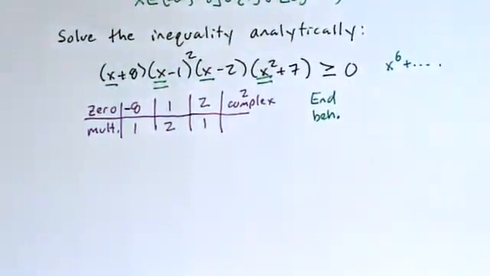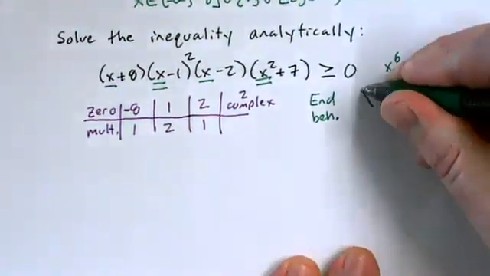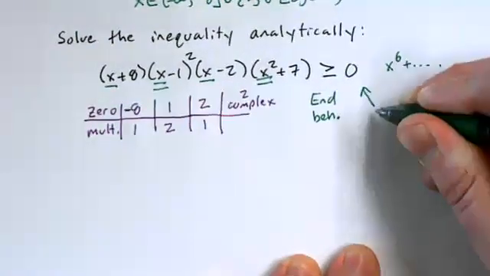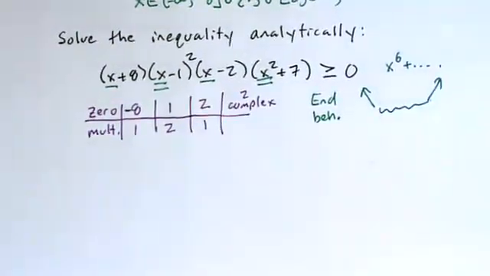And based off of that x to the sixth, what kind of end behavior are we going to have? Like this, right? So I'm going to make a little sketch of that. It's up on the left, it's up on the right, it does some other stuff in between. Doesn't really matter. End behavior is up on the left and up on the right. Can anybody see where I'm going with this? How would zeros along with multiplicity and end behavior allow us to make a really quick sign chart? Ideas?